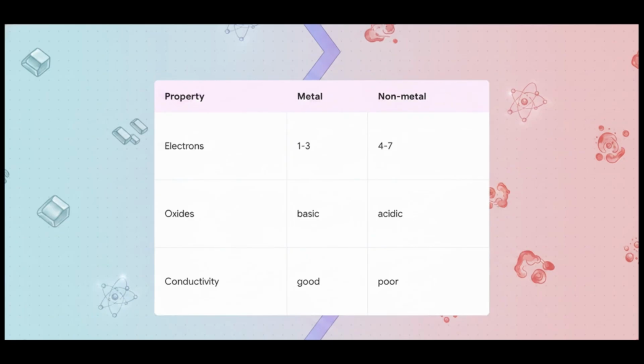On the left side, we have the metals. They typically have 1 to 3 outer electrons, form basic oxides, and are fantastic electrical conductors, which is exactly why we use copper for electrical wires, but never sulfur. Then, on the right side, separated by a sort of zigzag line, we have the nonmetals. These guys have 4 to 7 outer electrons, form acidic oxides, and are famously poor conductors.